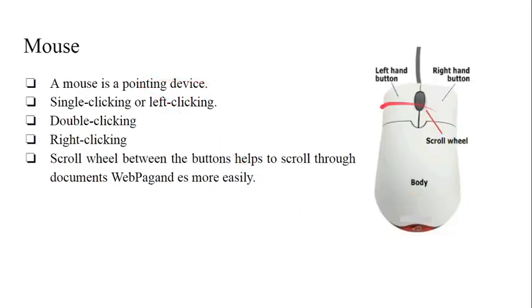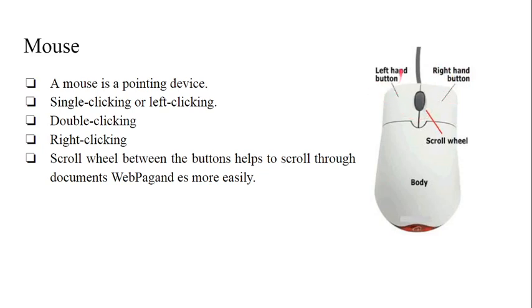Next type of input device is mouse, which is a pointing device, which is used to point to data on the screen or monitor. So mouse contains three parts. They are the left hand button, the scroll wheel, and right hand button. We can either single click or double click the left hand button, and we can view menus by clicking on the right hand button.